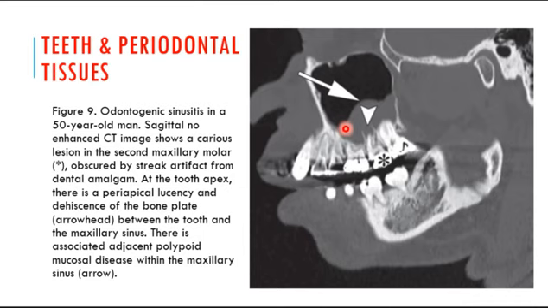This is an odontogenic sinusitis, involving the maxillary sinus because of the condition in the second maxillary molar tooth. And as we know, there are strike artifacts usually caused in these regions, and this may somehow obscure the normal anatomical landmarks.